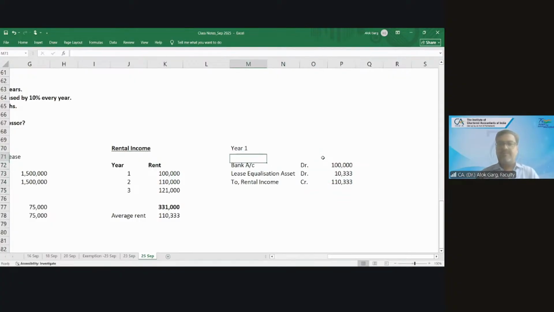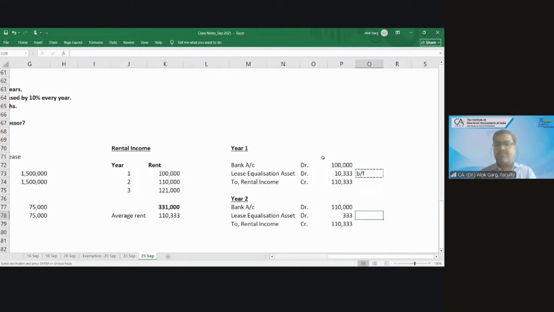What is year 2? Similar entries, with the changing lease equalization. Bank account would be debited 1,10,000. To rental income, 1,10,333. The lease equalization asset is this minus this, the balancing figure, 333. This is your balancing figure.